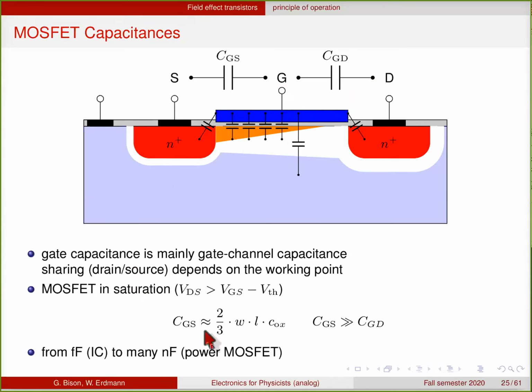So roughly the sharing is like this: the gate source capacitance is 2/3 times the width times length times the capacitance per area of your gate. And this is typically much larger than the gate drain capacitance. And so this gate capacitance can be substantial. It's from femtofarads in an integrated circuit up to many nanofarads when you look at the power MOSFET. So when you drive the gate of the power MOSFET, this can be a substantial capacitive load.